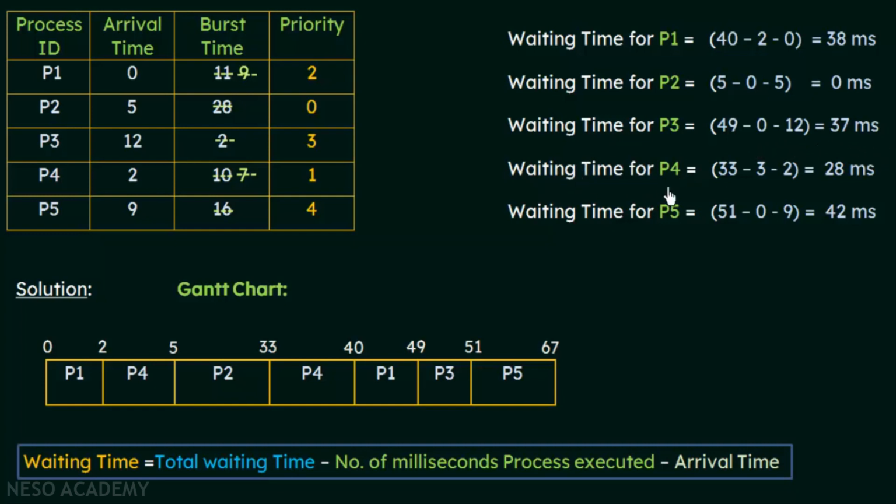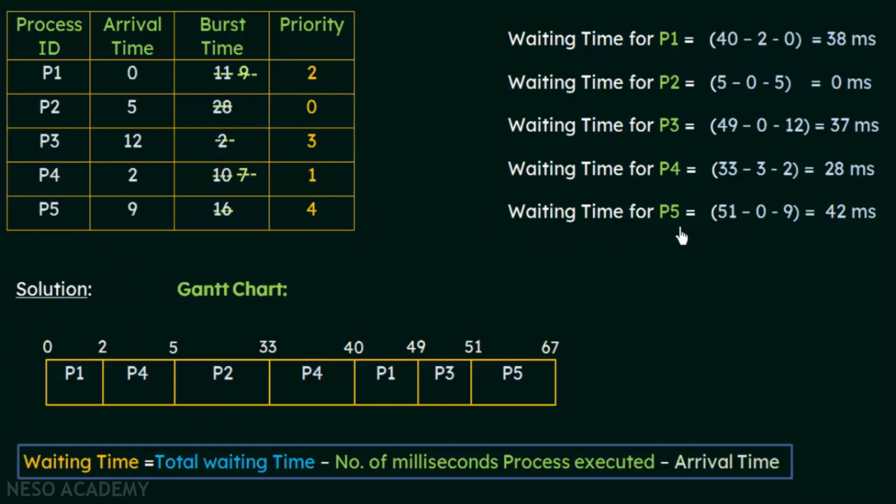And similarly for P4, what is the total waiting time? P4 was here and also here. So the last occurrence of P4 is this one. So how long did it wait? 33 milliseconds minus the number of milliseconds the process executed before. We see that P4 executed for some time even before this, that is here. And how much is it? It was for 3 milliseconds, 2 to 5, 3 milliseconds. So minus 3 minus the arrival time of P4. What is the arrival time? It is 2. So 33 minus 3 minus 2 is 28 milliseconds.